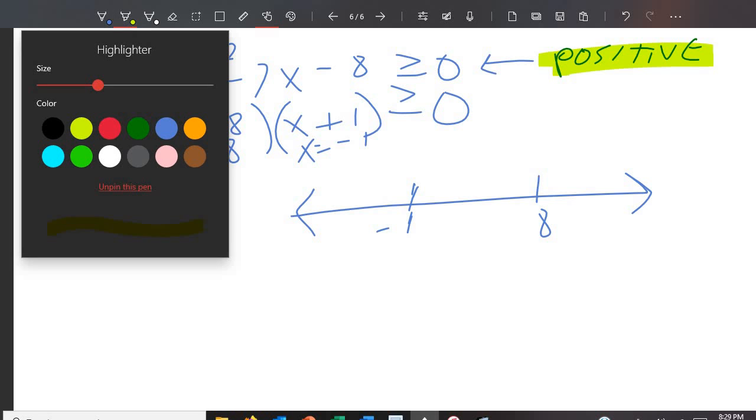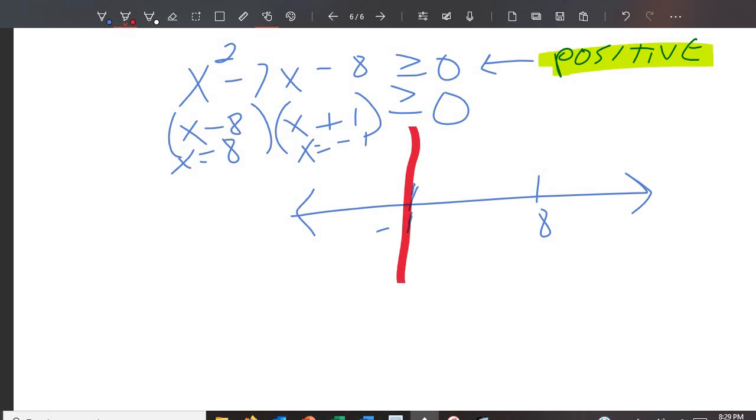I'm going to draw this. I don't know why. Who knows why I'm using it.